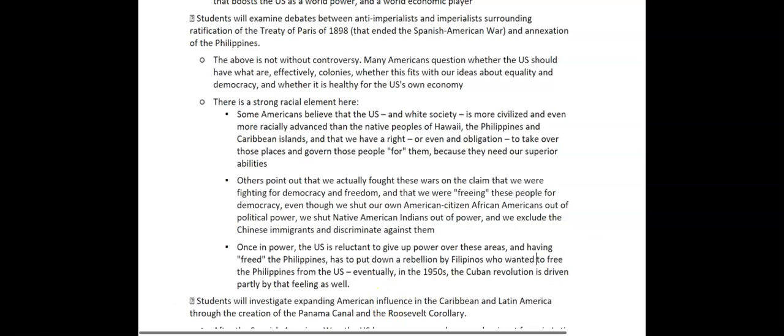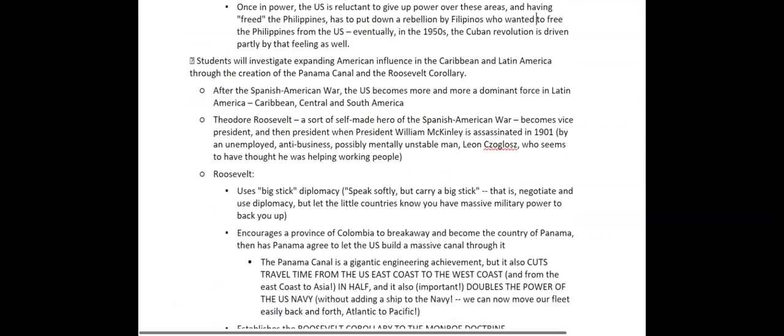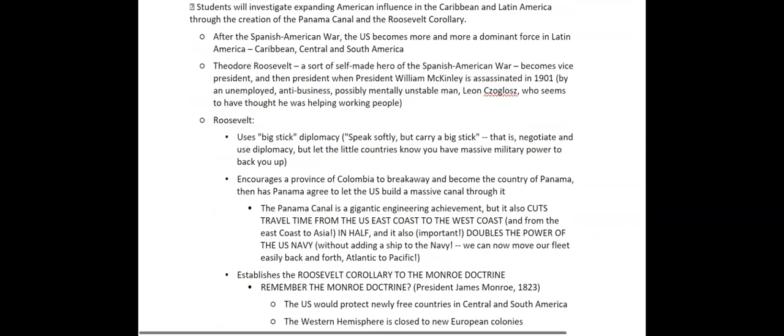Students will investigate expanding American influence in the Caribbean and Latin America through the creation of the Panama Canal and the Roosevelt Corollary. Okay. After the Spanish-American War, the U.S. becomes more and more a dominant force in Latin America, the Caribbean, Central, and South America.